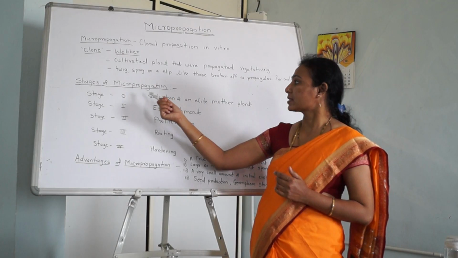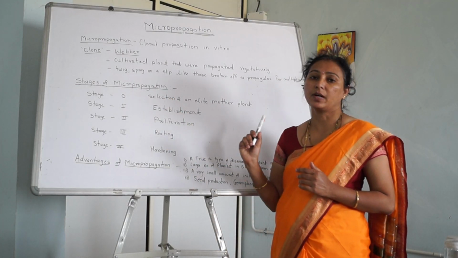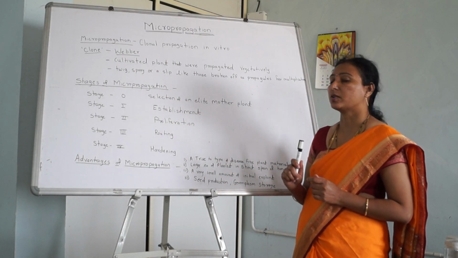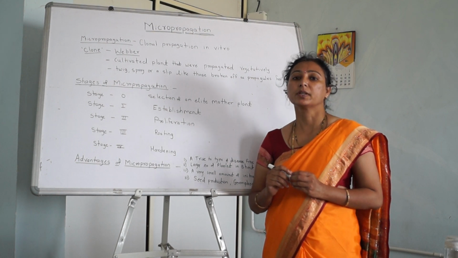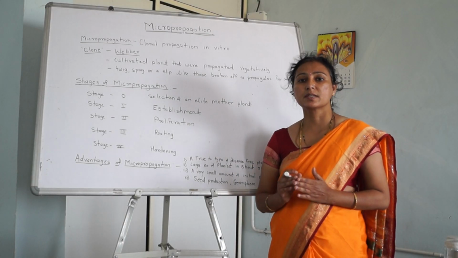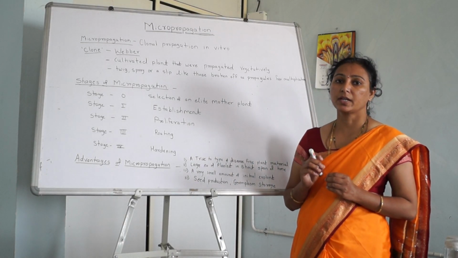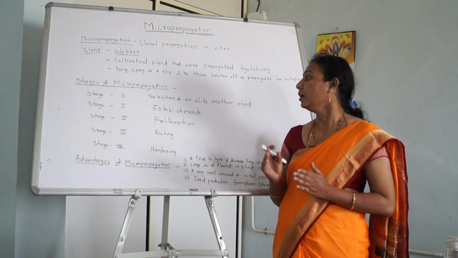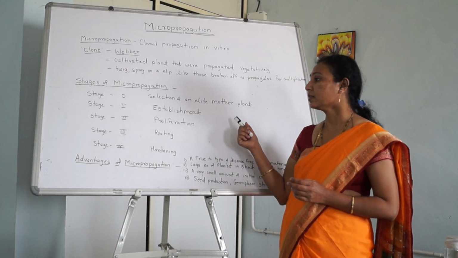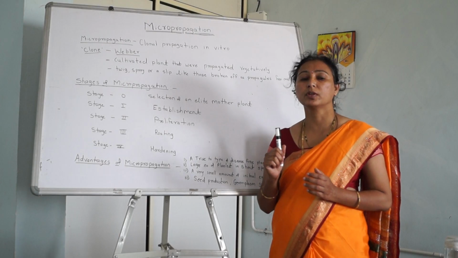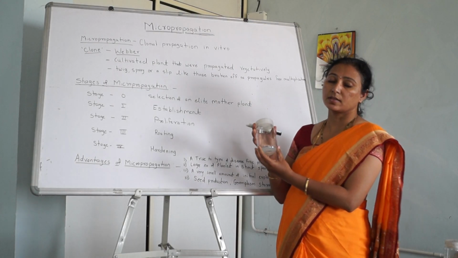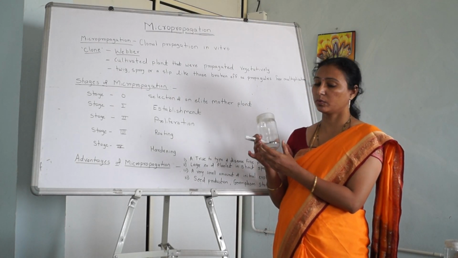When we see the stages of micropropagation, there are five stages. In stage 0, that is the selection of an elite mother plant. We need to select the mother plant from which we want to produce plantlets, and select the true to type, disease-free specific variety and maintain it at a specific location. Then in stage 1, we select the explant, surface sterilize it, and put it on the nutrient medium under aseptic condition. You can see this is the nutrient medium.